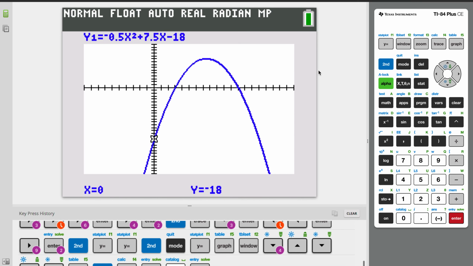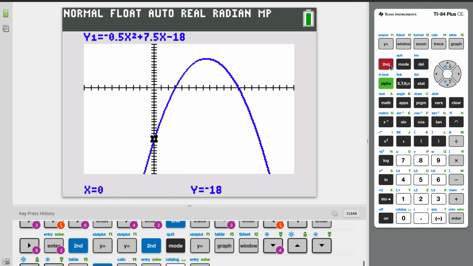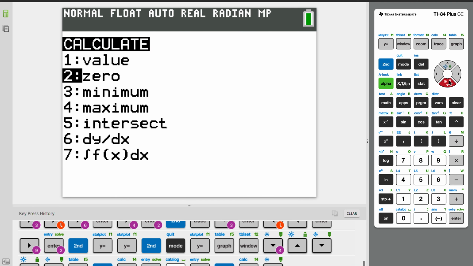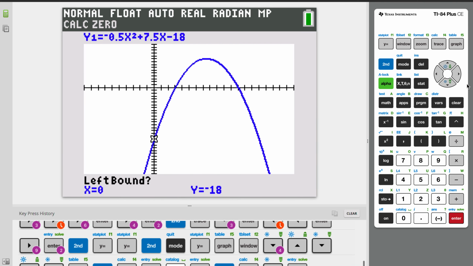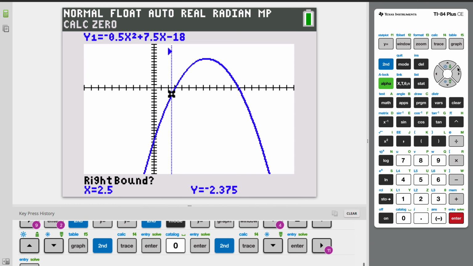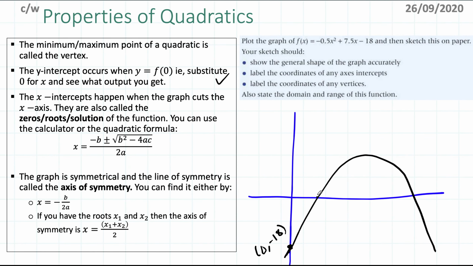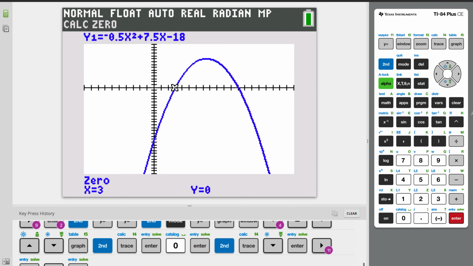Now we have the x-intercept. Again, either using the quadratic formula, where we substitute the a, b, and c, or go to second, calculate, go to zero. This is when you want to know when y equals 0, so be careful. We need the left bound. It means go to the left of the x-intercept, press enter. Now you need the right bound, so go to the right of it, press enter. Don't make it guess, press enter again, and that's going to give you 3, 0. You need to make sure that your y is equal to 0, so 3, 0, which means my first root is 3.